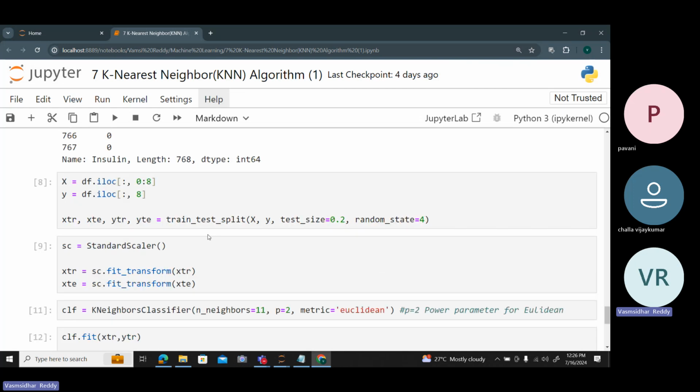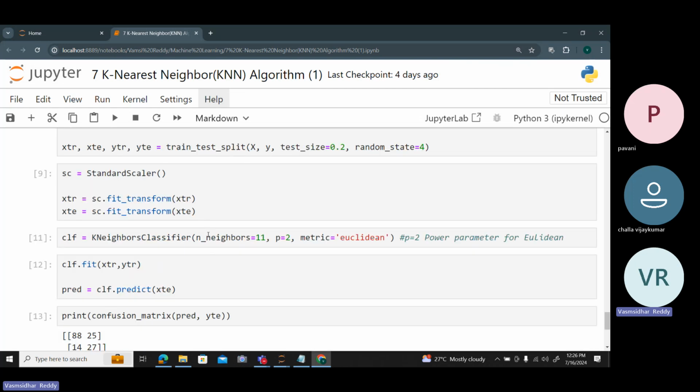Then apply train test split. And if you want to apply the standard scaler, you can apply it for X train and X test. So clf equals KNeighborsClassifier, n_neighbors equals 11, p equals 2, metric equals Euclidean. Here the p is the power of the Euclidean distance, where we use x squared plus y squared. So K nearest neighbors equals 11 neighbors.